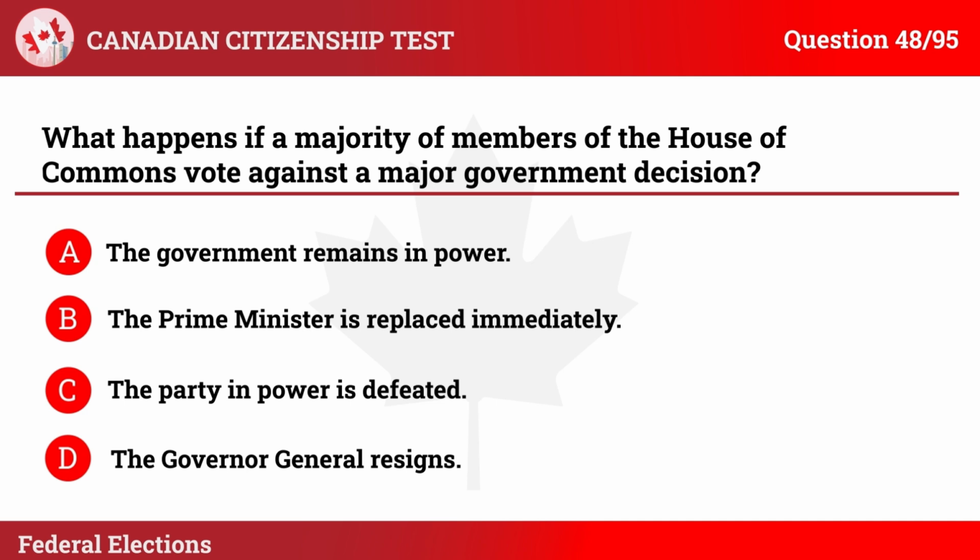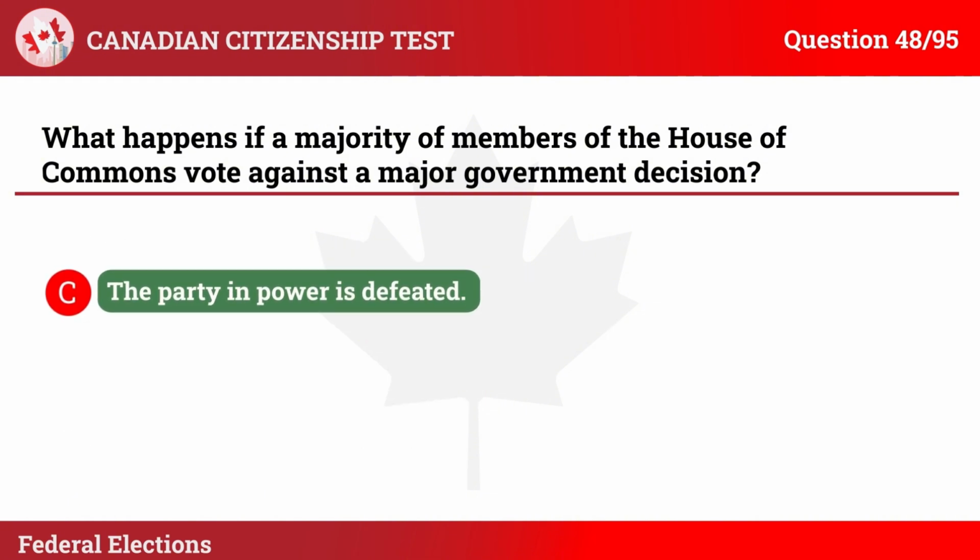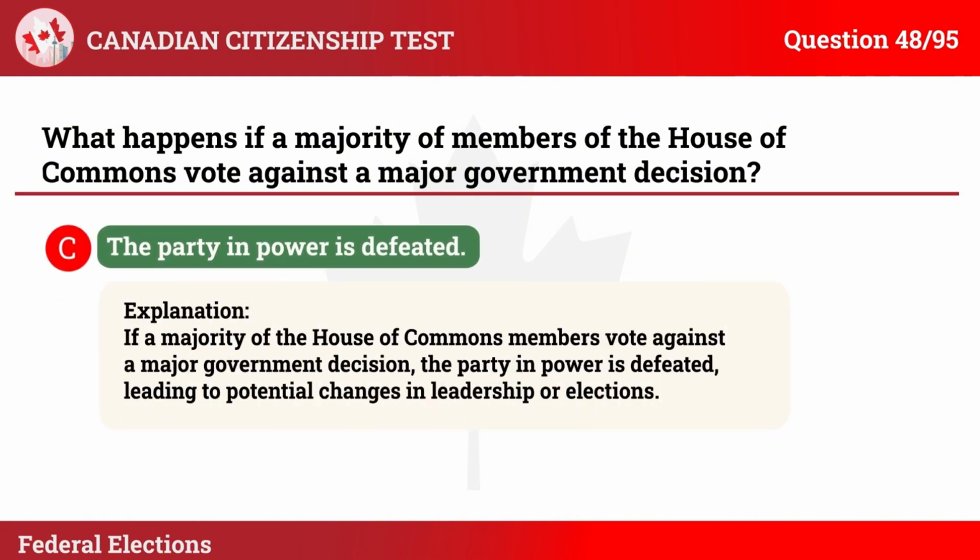The correct answer is C. The party in power is defeated. Explanation: if a majority of the House of Commons members vote against a major government decision, the party in power is defeated, leading to potential changes in leadership or elections.